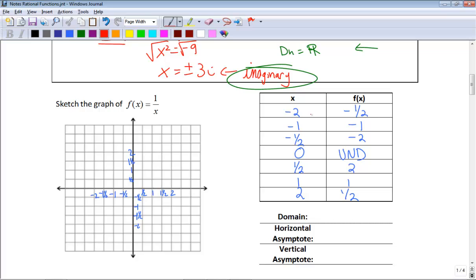All right, let's go plot these points. I have the point negative 2, negative a half, so negative 2, negative a half goes right there. Negative 1, right here. Negative a half, negative 2, right there. 0, undefined, so I can't plot that point because it cannot plot undefined. Then the points with positive x-values follow, and finally 2 and a half.